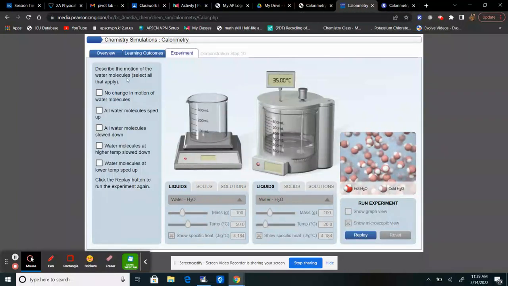All right, so again, our next question is going to ask about describing the motion and clicking all that apply. We can see that the water molecules at the higher temperature slow down, while water molecules at lower temperatures tend to speed up a little bit. We know that they're not all going to act the same way, and we know that there is not all no change.